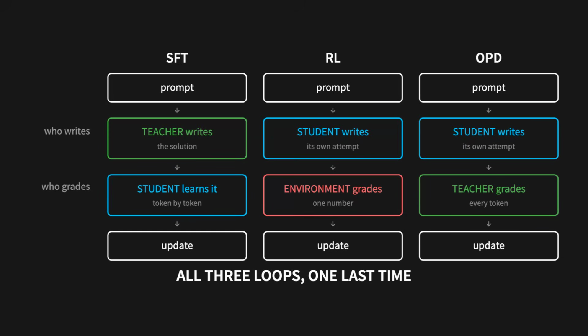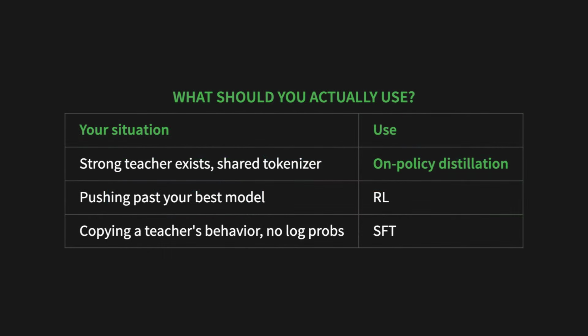What should you actually use? Each row of this table is one situation. Find yours in the left column, and the right column is your answer. If a strong teacher exists and shares your tokenizer, use on-policy distillation. If you're pushing past your best model with nothing above you to distill from, that's RL. And if you just need to copy a teacher's behavior without its log probs, use SFT.